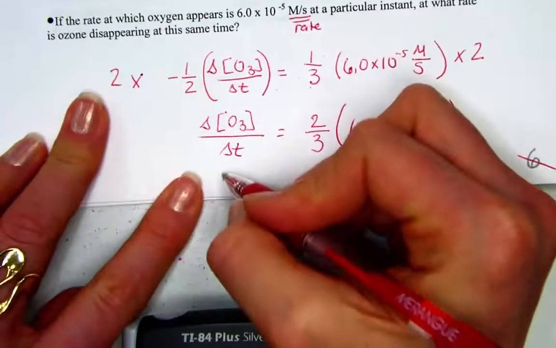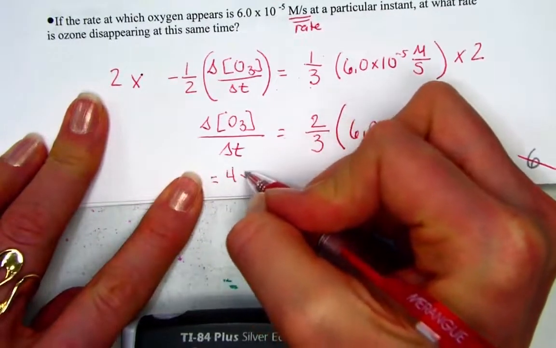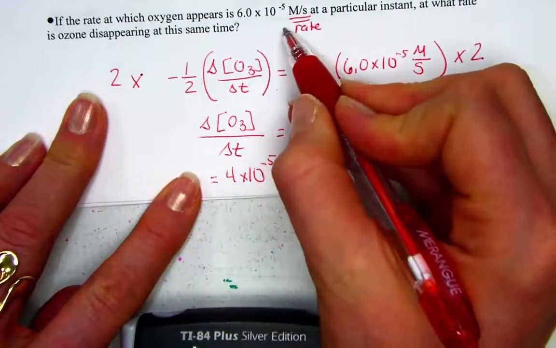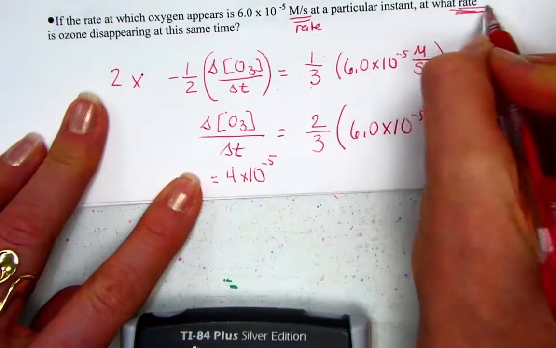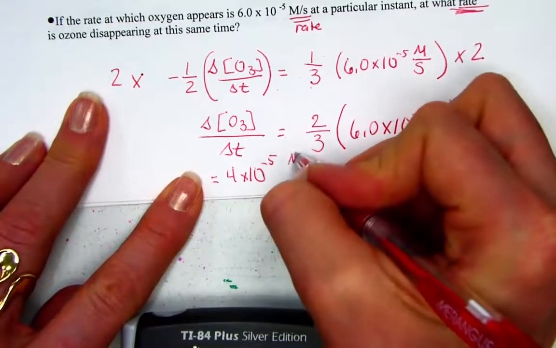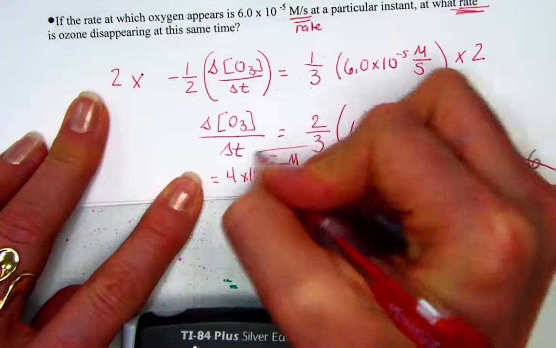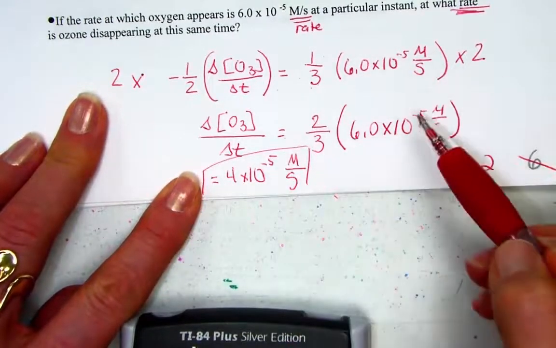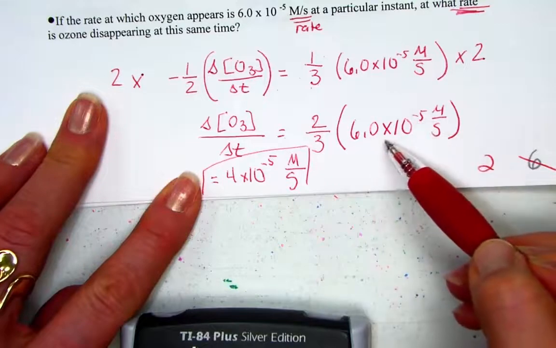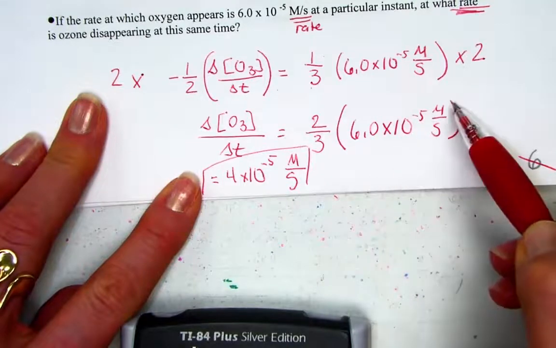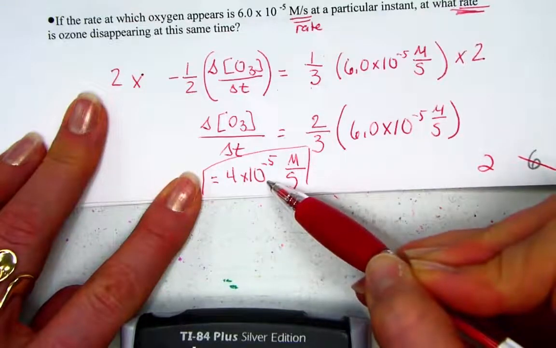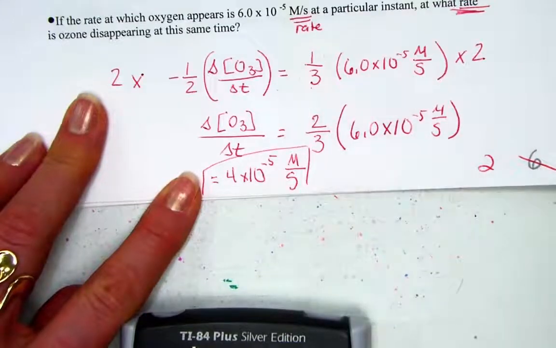So this side of our fraction is 4 times 10 to the negative 5th, and the unit there is representing a rate. At what rate is ozone disappearing? And rates are given units of molarity per second. Oxygen is appearing at 6 times 10 to the negative 5th molarity per second. The ozone is disappearing with the rate of 4 times 10 to the negative 5th.